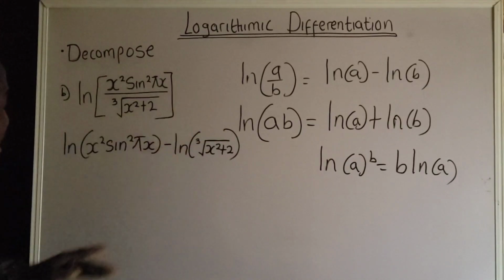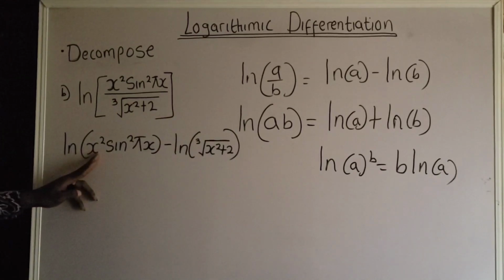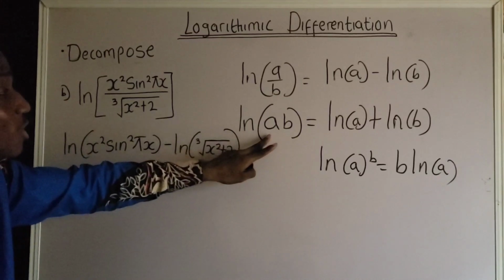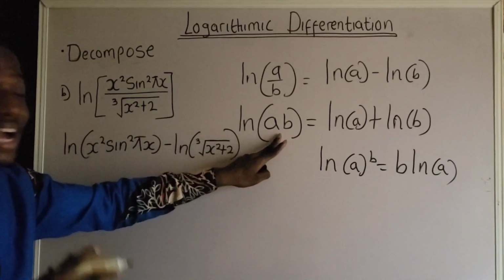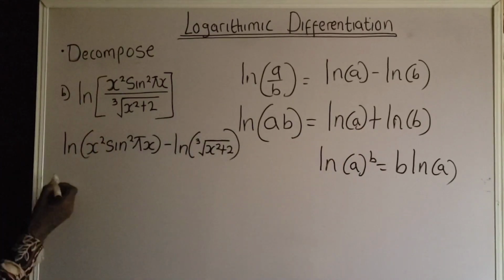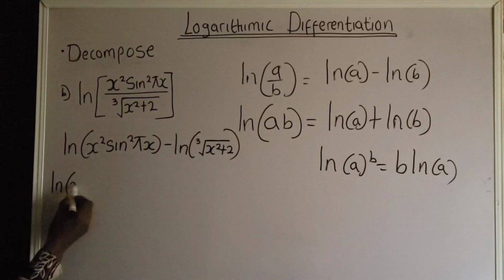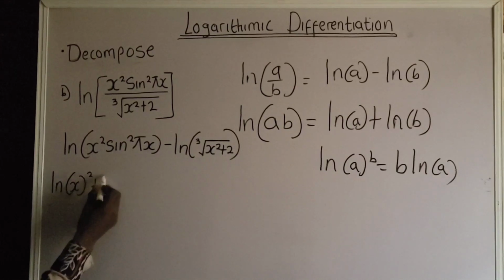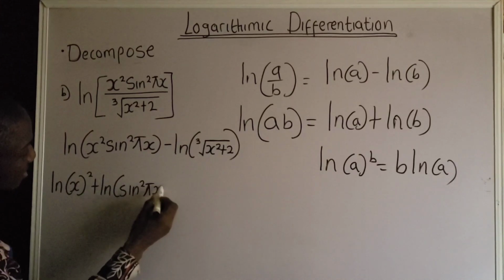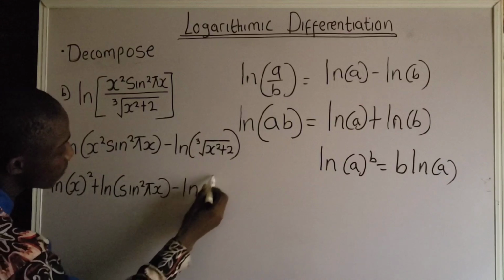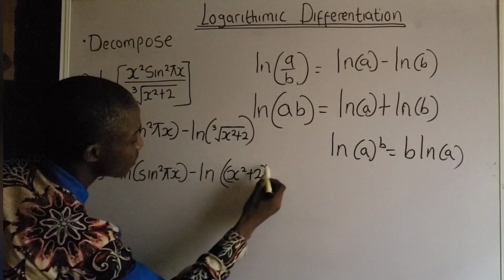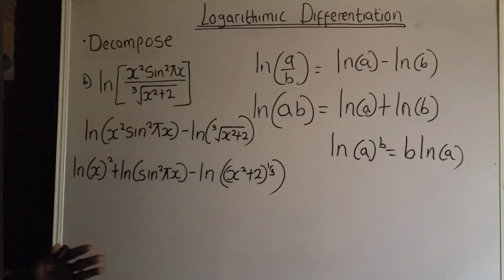According to this rule. Now you can see that the sign between x squared and sine squared pi x is product. And I told you that when you have the natural log of the product of A and B, we are going to add. You understand what I'm saying? According to this rule, for this I'm going to have the natural log of x squared plus the natural log of sine squared pi x minus the natural log of the cube root of x squared plus 2. I can write it as this raised to the power of 1 over 3. I think you understand.